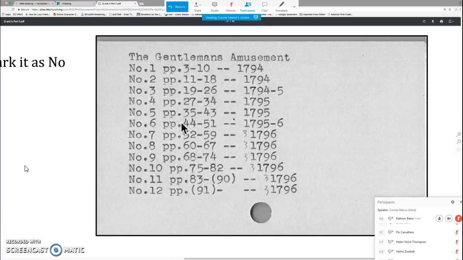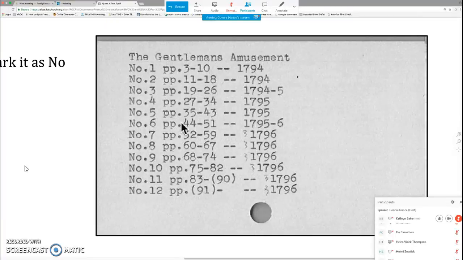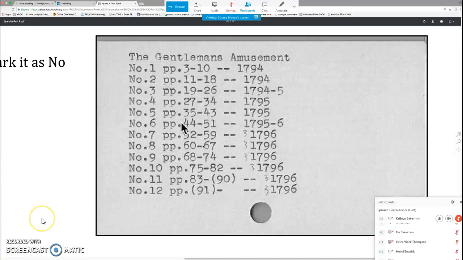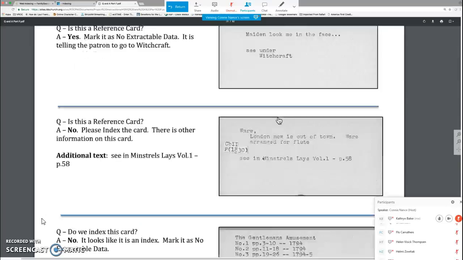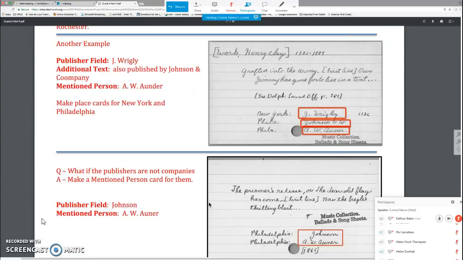This card would be non-extractable data, because it's just a list of amusements. So I just wanted to show you that little squiggly thing there. Now we'll go back and catch some of these.